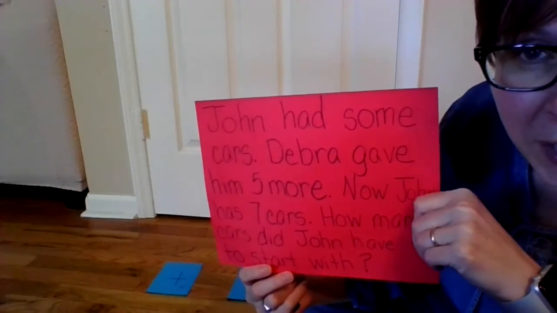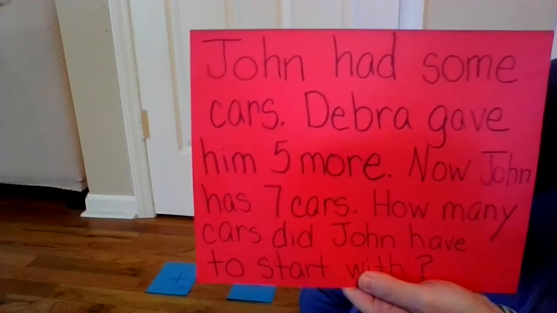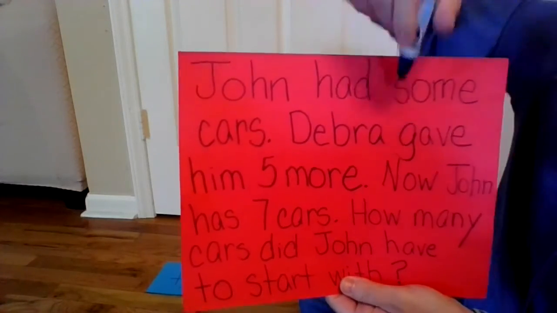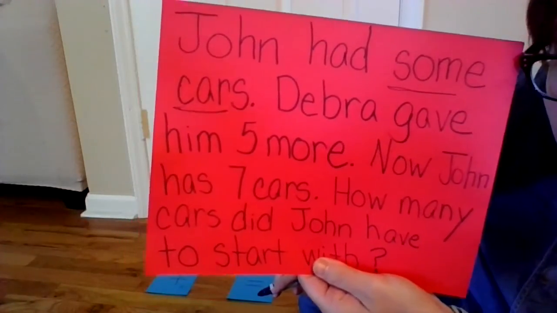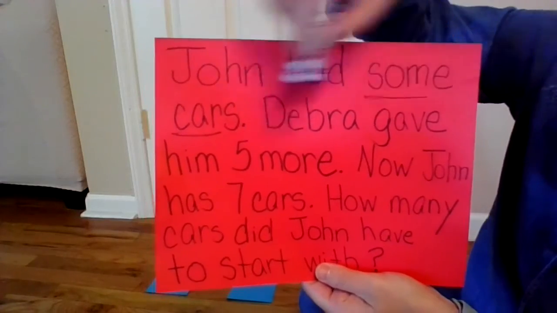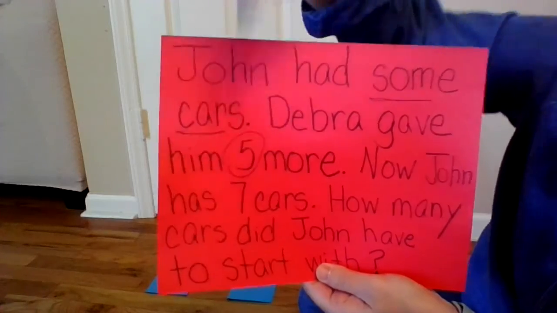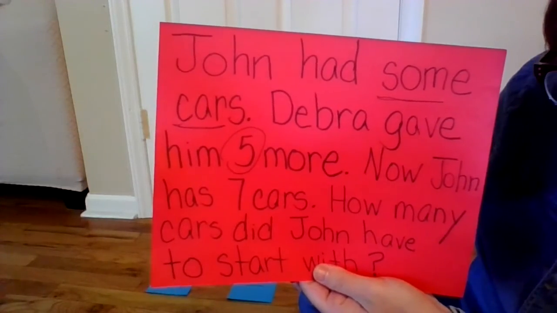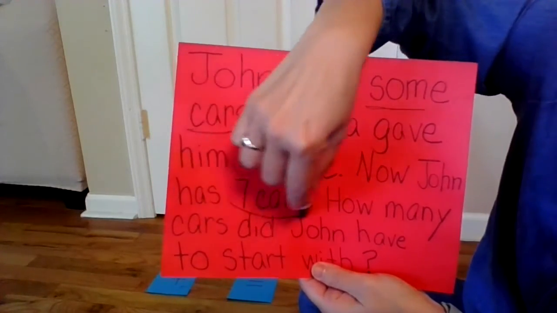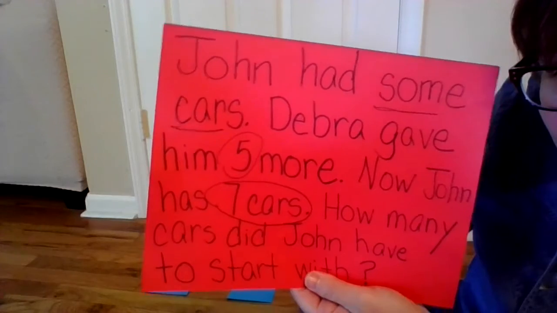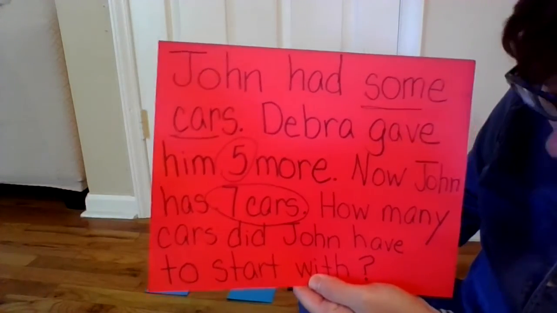All right, we're here to do our third and last story problem of the day. John had some cars. That's important because we know he had cars, but we don't know how many he had. Deborah gave him 5 more cars. Okay, so now we know he has 5 cars that Deborah gave him. Now John has 7 cars. How many cars did John have to start with?